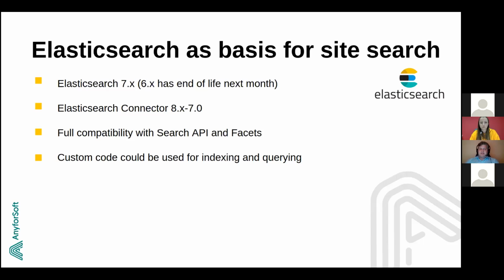And the most beneficial thing is that Elasticsearch could be very well integrated with the search API and facets, and it's the most powerful thing of this platform. Also, Elasticsearch and Search API provide the ability to use some custom coding for indexing and querying, for example, for providing computed fields, combined fields, and building some difficult facets and other stuff.